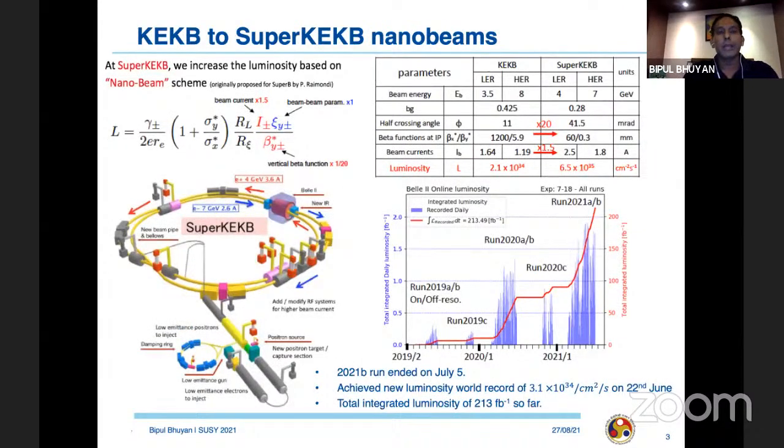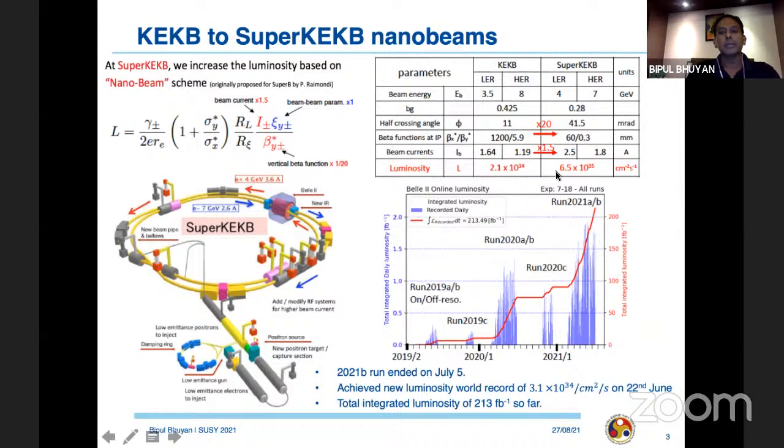Now, moving from KEKB to SuperKEKB, we are increasing the luminosity by a factor of 30. That is being done by increasing the beam current, this is the equation for calculating the luminosity of the B-factory, so increasing the current by a factor of 1.5 and also squeezing the beam at the interaction point by a factor of 20 to get an overall increase in luminosity by a factor of 30. If you look at this particular table on the right, in case of KEKB, we had a peak luminosity of 2.1 times 10 to the 34.